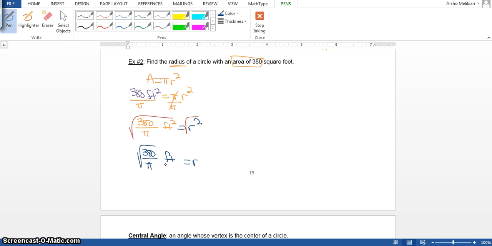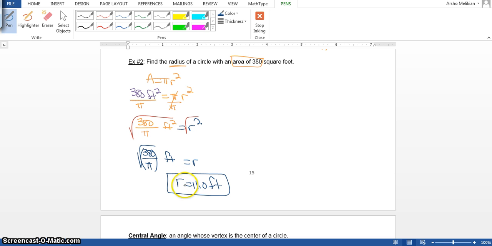Now let's plug this into our calculator. I want you to do it in one shot. So open up the square root and in parentheses put 380 divided by pi. And the answer is, Brandon? I got 10.9. So 10.99, so it's 11.0 feet.